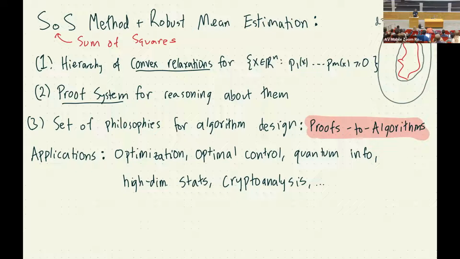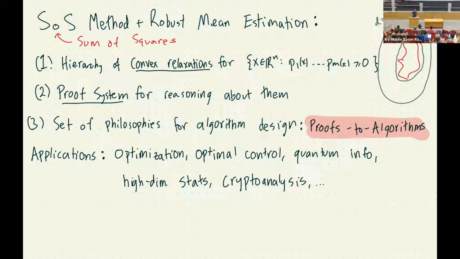Thing 2 is that the sum of squares method is a proof system for reasoning about the tightness of those relaxations. So just because I provide you with a relaxation doesn't mean you know what it does. And we need some tools to mathematically reason about what you can do with the relaxations. And we're going to see later, actually, a lot of the lecture is going to focus on this proof system called the sum of squares proof system.